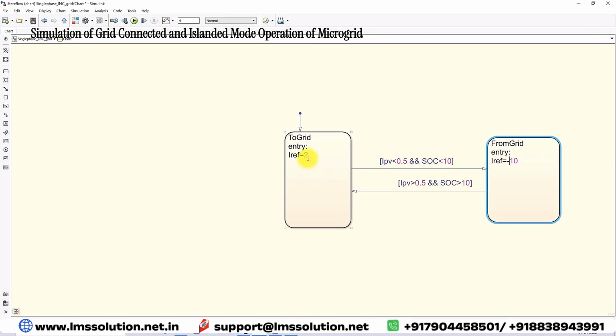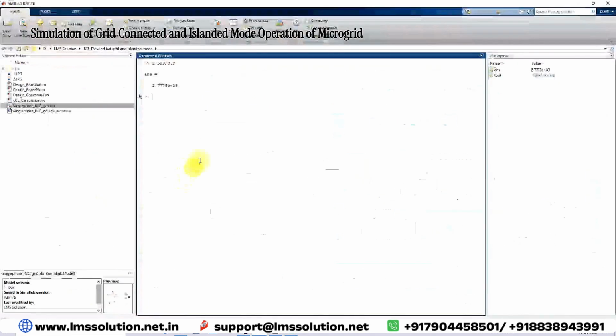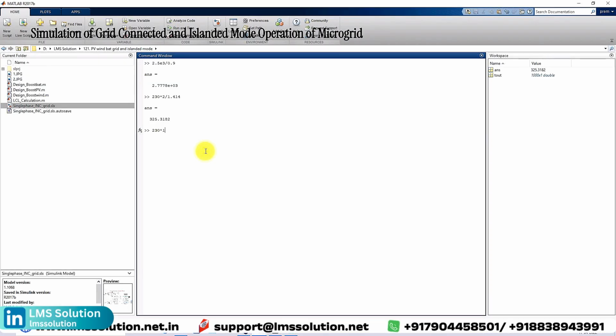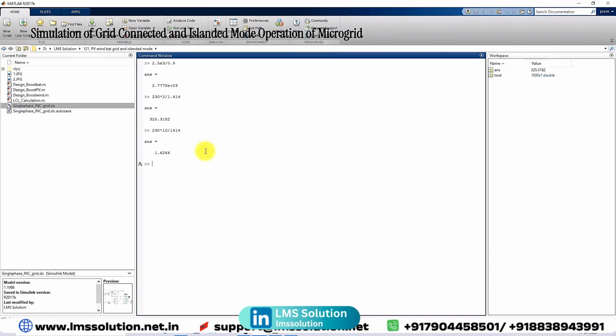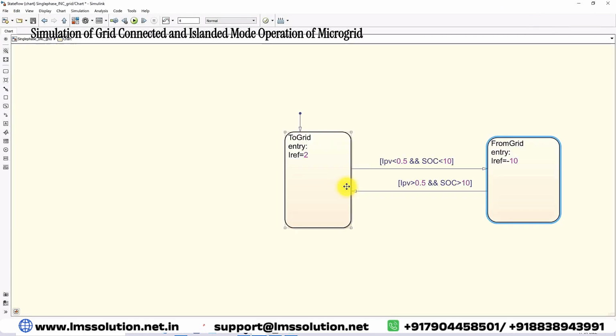Sending 2 amps peak means around 230 into 2 divided by 1.414, so we send around 326 watts to the grid. When we are getting power from the grid, it is around 230 into 10 divided by 1.414, which is around 1.63 kilowatts. That is decided based upon the PV current and the SOC of the battery.